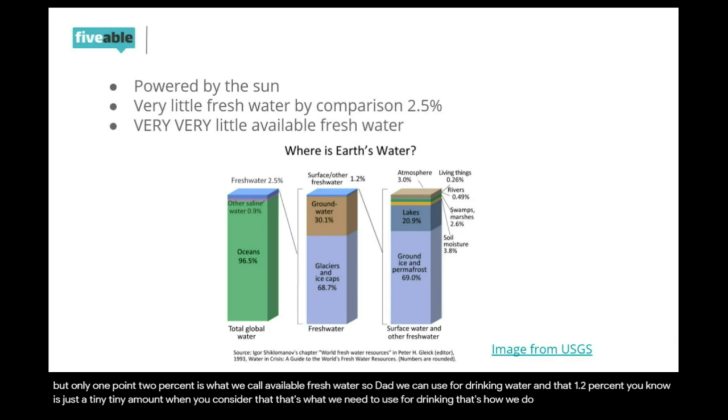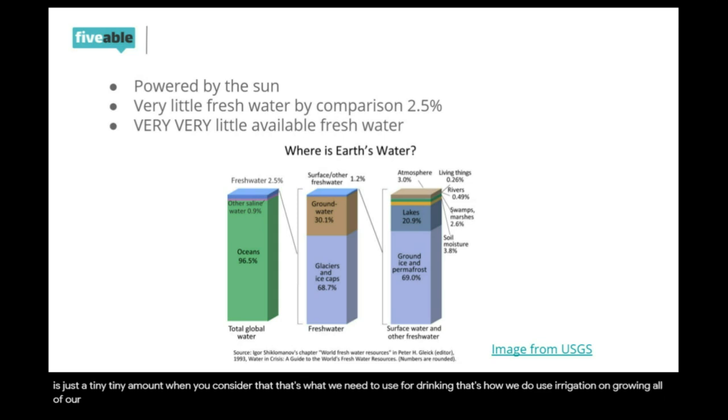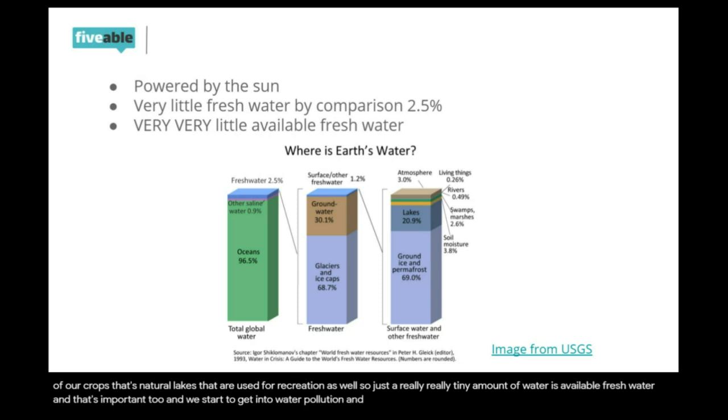That's how we use irrigation on growing all of our crops. That's natural lakes that are used for recreation as well. So just a really tiny amount of water is available fresh water. And that's important too when we start to get into water pollution and dumping massive amounts of chemicals into that teeny tiny amount of water that is available for drinking.